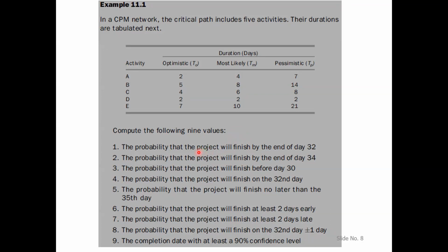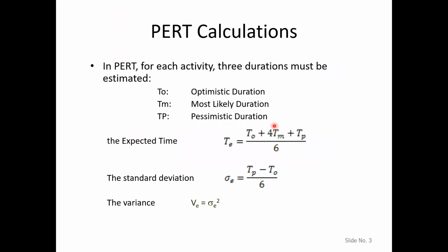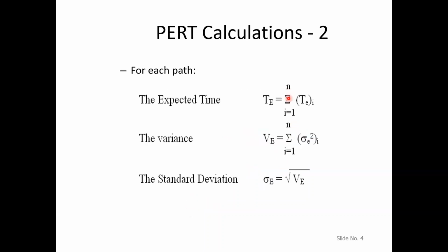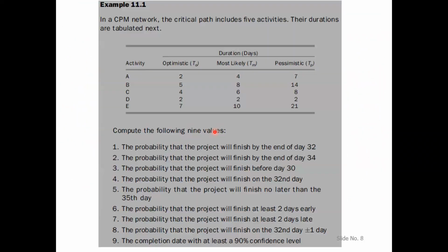But what will be those probabilities? So that we will see. So for this, we will be adopting this methodology. Okay, we will calculate the expected time for each activity. We will calculate the standard deviation for each activity. We will calculate the variance for each activity. And for each path, we will calculate the expected time, the variance and the standard deviation. And then we will calculate these Z values, and then we will look at these tables.